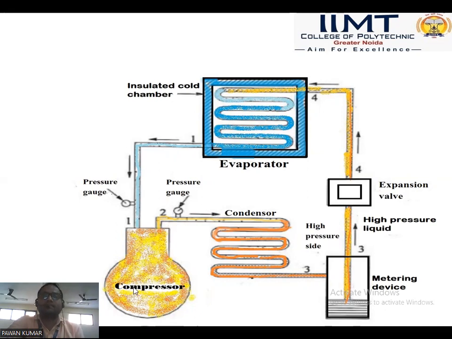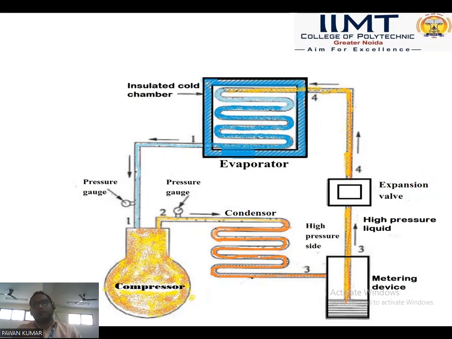We have already discussed that in the compressor, pressure increases, and due to the pressure, the temperature also increases. Then after the compressor, the refrigerant moves towards the condenser. The condenser is used to condense the refrigerant coming from the compressor. After the condenser, the refrigerant goes to the metering device where its quality is checked, and after the metering device, the high pressure refrigerant goes to the expansion valve. The expansion valve is used to decrease the pressure of the refrigerant, and after the expansion valve, the refrigerant goes to the evaporator, where it absorbs the latent heat of vaporization and produces the refrigeration effect.